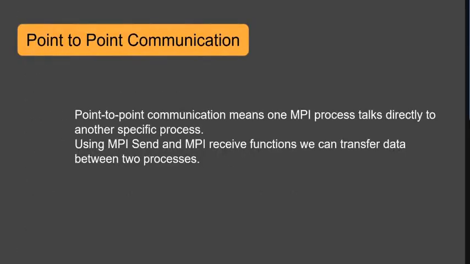So, a very simple definition. We can use the MPI_Send and MPI_Recv functions to transfer data between two processes. And why is this required? Because two processes in MPI are independent of each other.